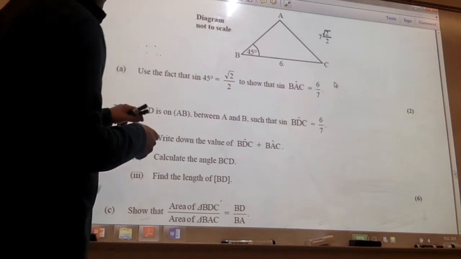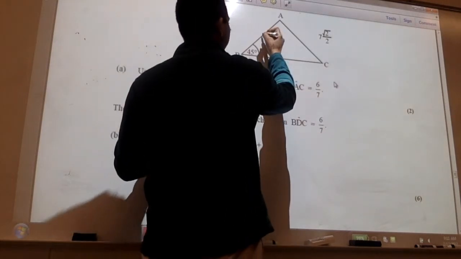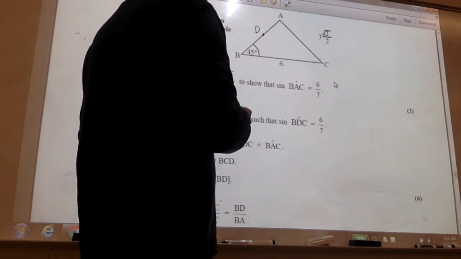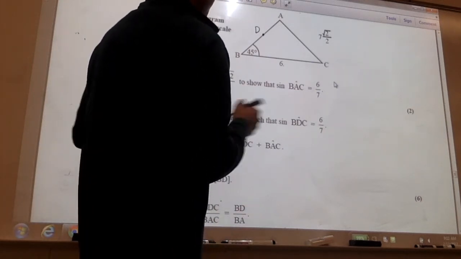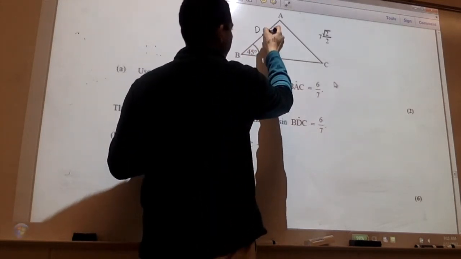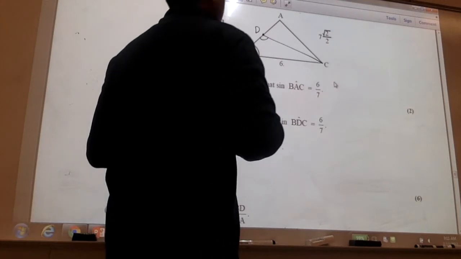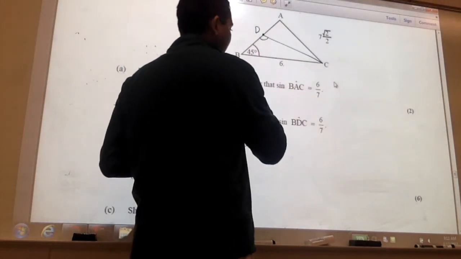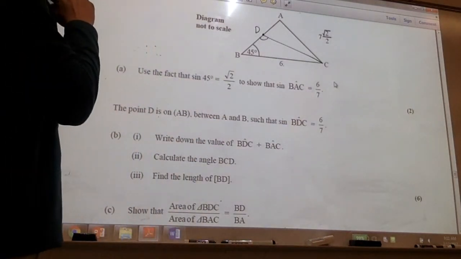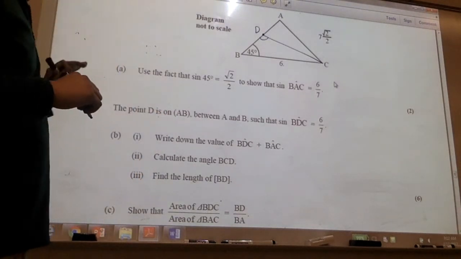It is said that point D is on AB between A and B such that angle BDC, that means this angle, sine of angle BDC should be equal to 6 over 7. Now here, we are clear about this part of the construction, right? We're clear about this part.